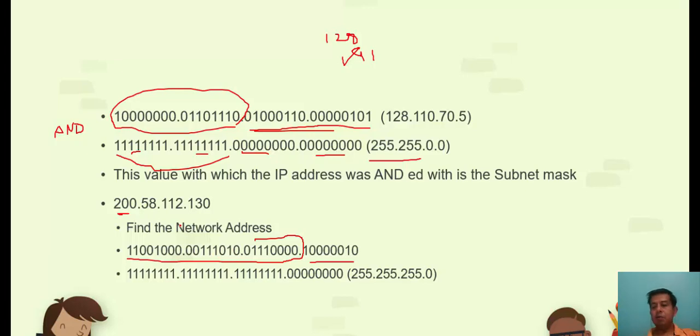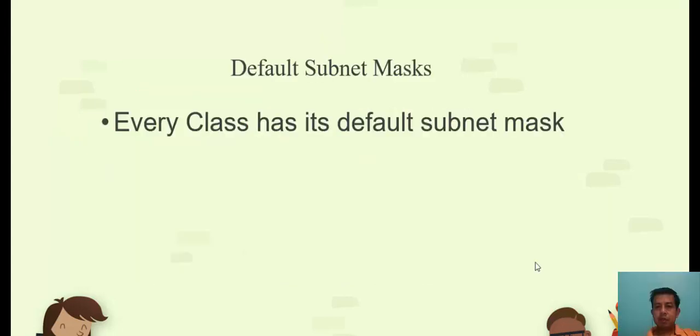So if you think about it, for any class A IP address, my subnet mask would be 255.0.0.0, because only the first octet contains the network part. So for class A, the subnet mask will always be 255.0.0.0. For class B, as in this example, it is 255.255.0.0, and for any class C, it would be 255.255.255.0. Clear? So every class has its own default subnet mask.